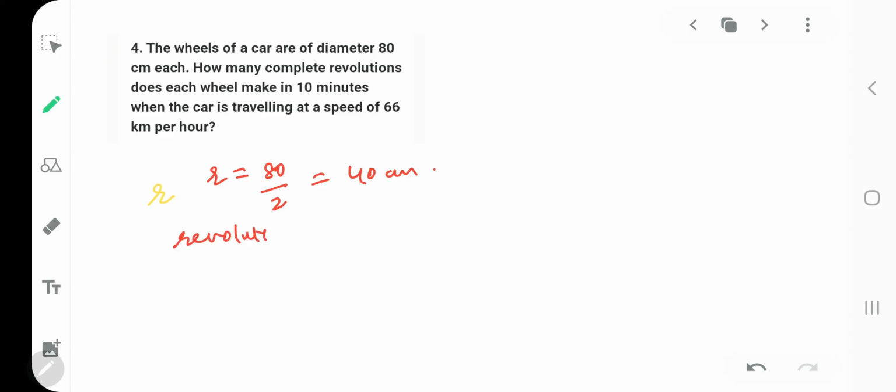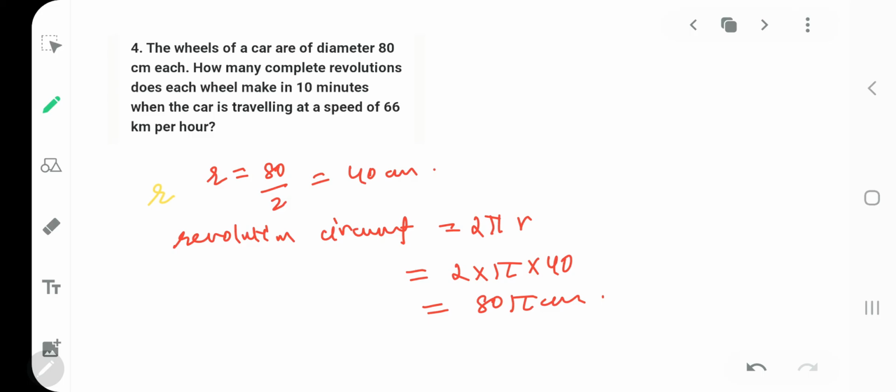So shall we find the circumference? Circumference is 2 pi r, that is 2 into pi into 40, that will be 80 pi centimeters, your circumference. Now in one revolution it covered the distance of 80 pi centimeter. Can we tell like this? One circumference is one revolution, so in one revolution it has covered 80 pi centimeter, and it is given that the distance covered by the car in 1 hour is 66 kilometer.